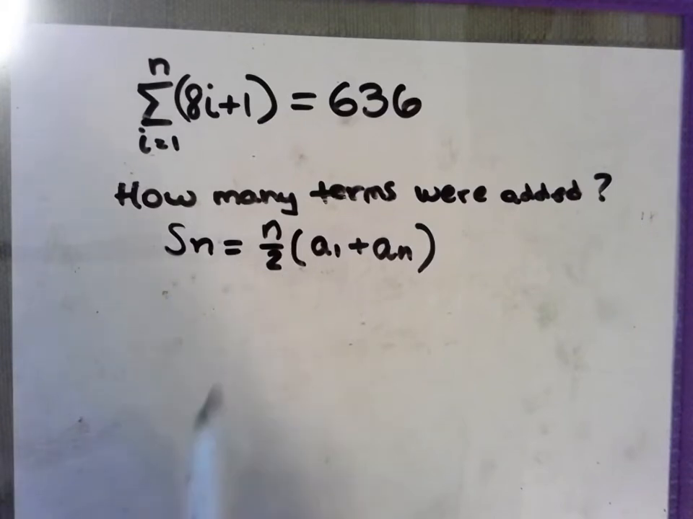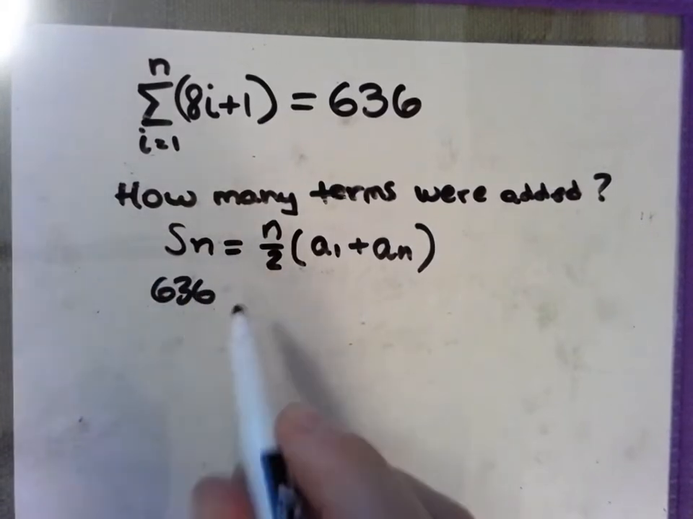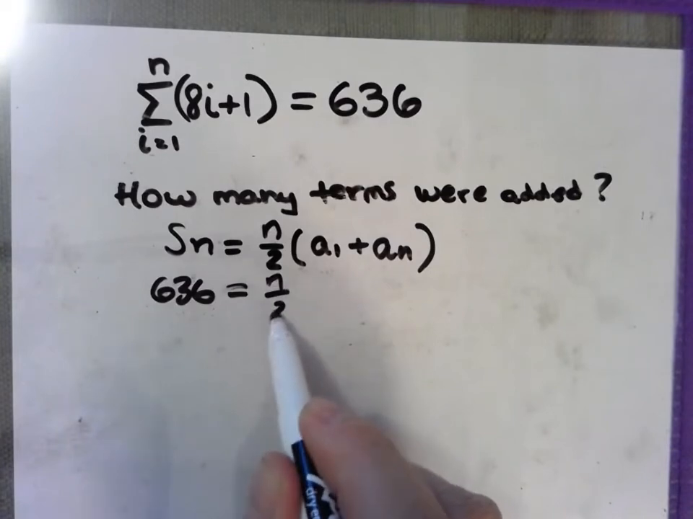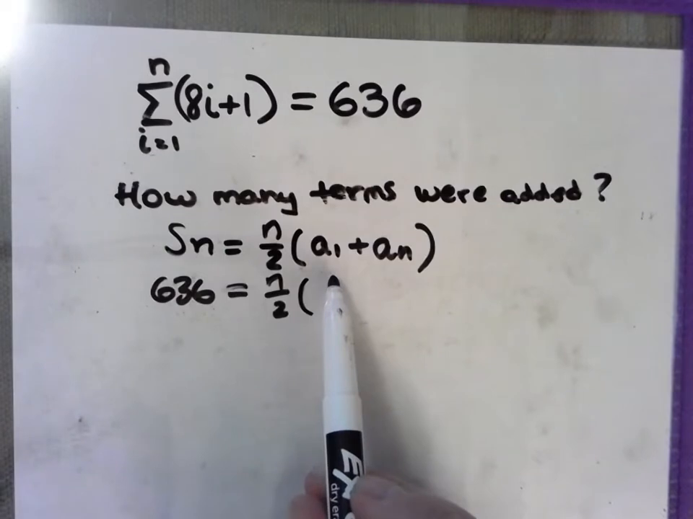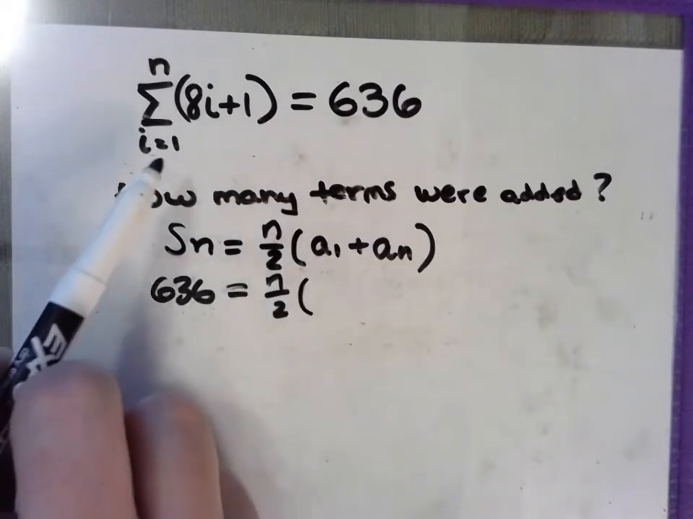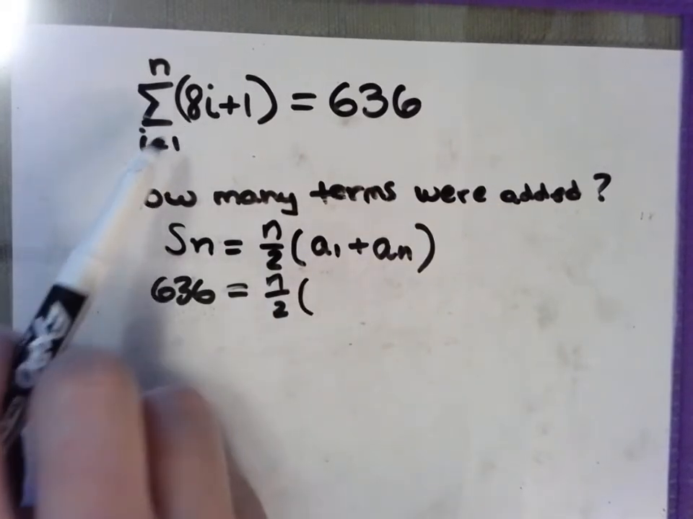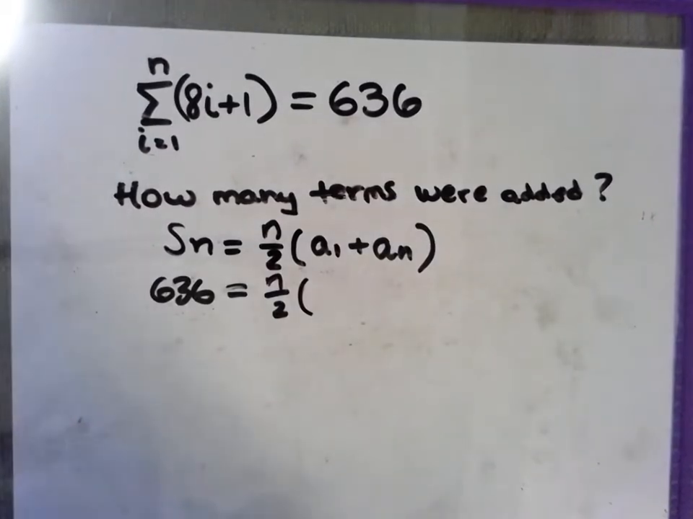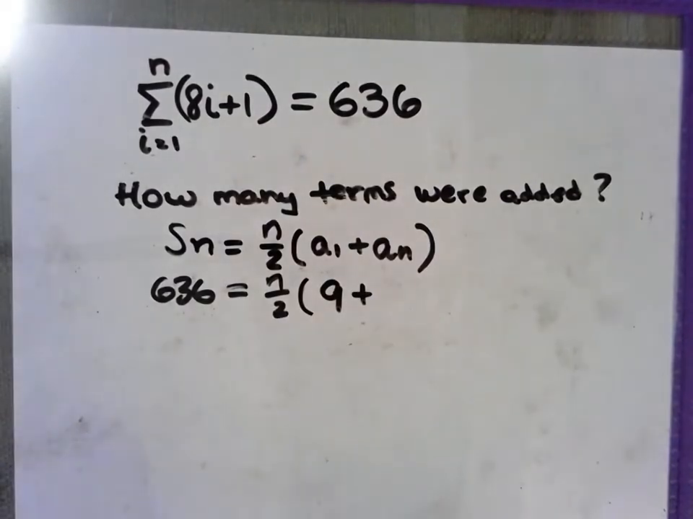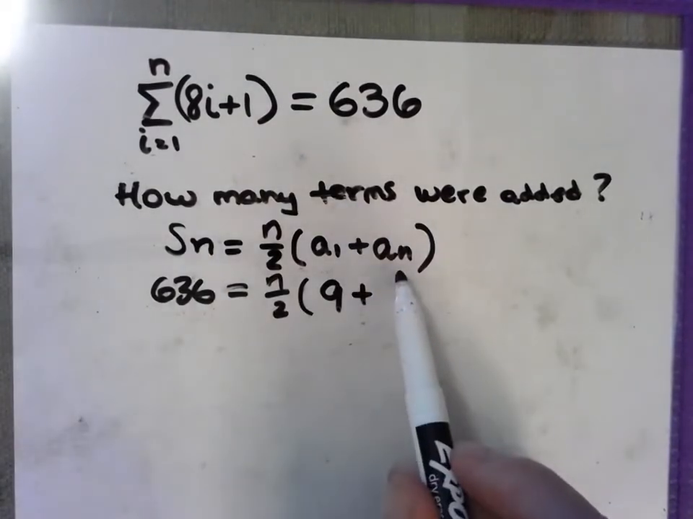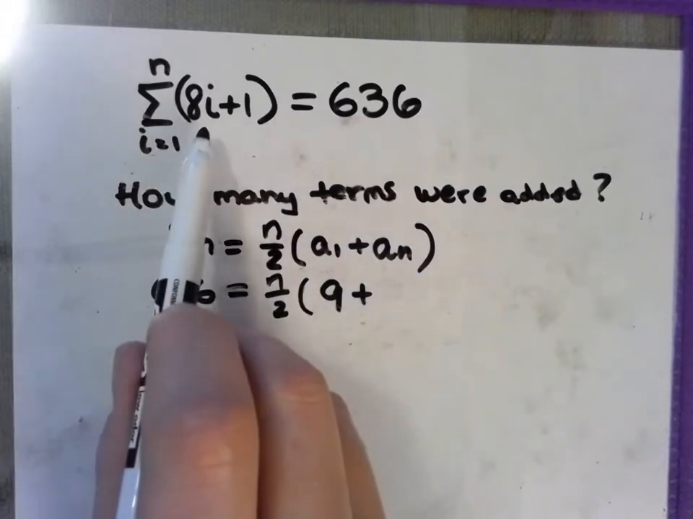What we do know is our sum is 636. If we knew the value of n, we wouldn't be solving this question, so that's going to be the variable we solve for. What is the very first term in the series? Plug in the value underneath your sigma into your formula and generate that first term. 8 times 1 plus 1 means the very first term in the series is 9. Do we know the last term in the series? We do not. Since we don't know the last term, what we can do is symbolically represent it by this right here.